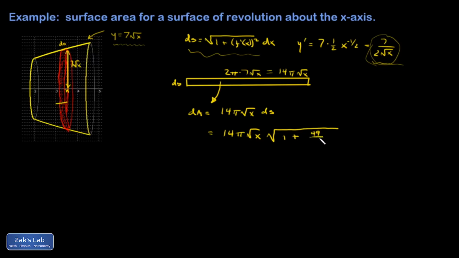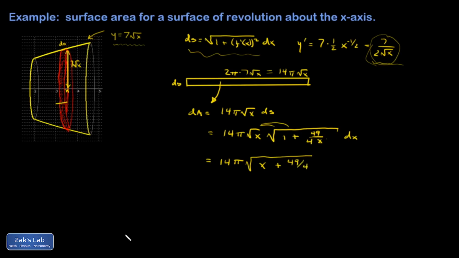So I get 49 in the numerator and then 4 in the denominator. And then square root of x squared is just x dx. And we'll just clean this up a little. I'm going to distribute the root x into the interior of that square root. That just puts an x into the interior. And I end up with x plus, well, the x's cancel in this term, x plus 49/4.